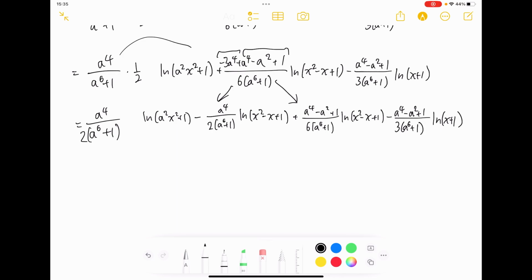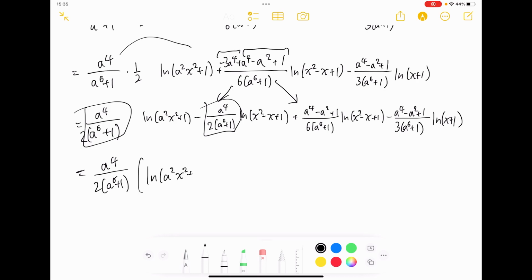And as you can see, we have a perfect match, and that means we can factorize it out. Twice a to the 6 plus 1. And then we have natural log a squared x squared plus 1 minus natural log x squared minus x plus 1. And we will leverage the property of logs. We can combine this into a fraction, so that will become natural log of a squared x squared plus 1 divided by x squared minus x plus 1. And we'll just leave that for now, right? We've still got the right side to take care of.